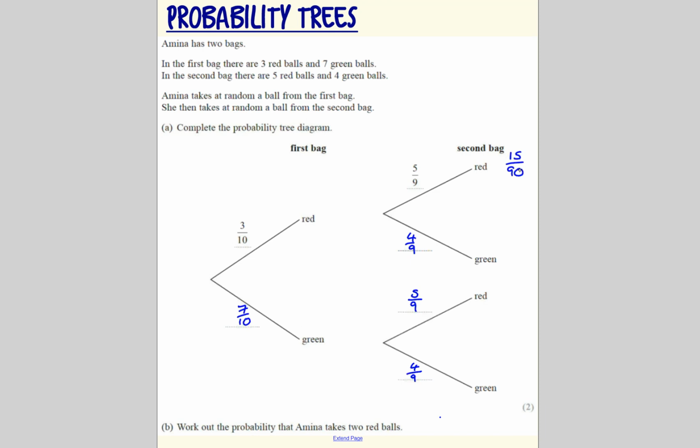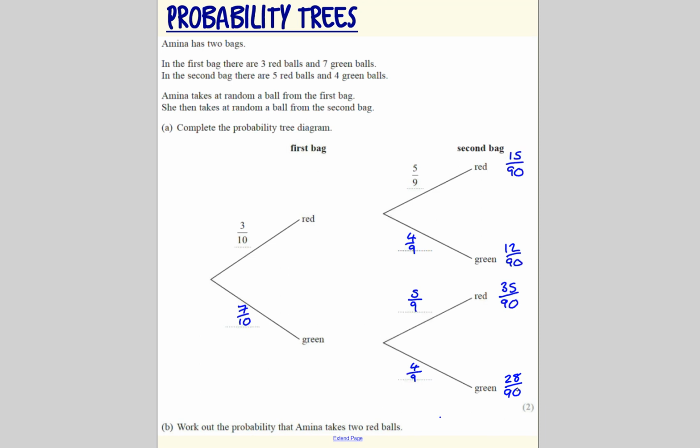Okay, when you do probability trees, don't simplify anything, at least not until the end if you're asked to, but you normally won't be. But if I continue that, the next one will be 3/10 times 4/9, which is 12 over 90. Then 7/10 times 5/9, which is 35 over 90. And finally, 7/10 times 4/9, which is 28 over 90.